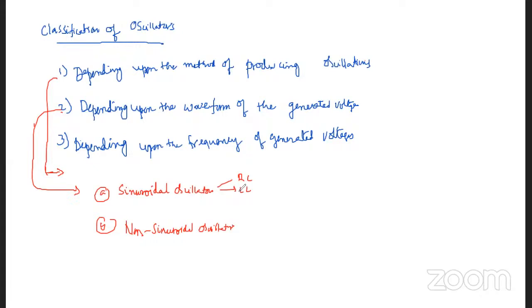In the case of the sinusoidal oscillator, the waveform we get in the output is a sine waveform. This is the output we get in the oscillator, which we call a sinusoidal oscillator. Coming to the non-sinusoidal oscillator, the output waveform of these oscillators is non-sinusoidal, that means other than a sine waveform.